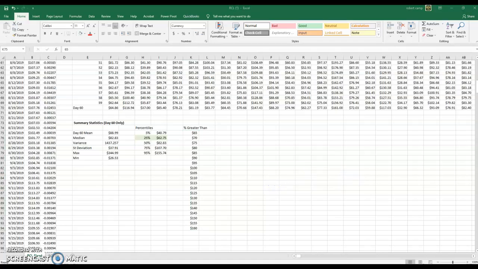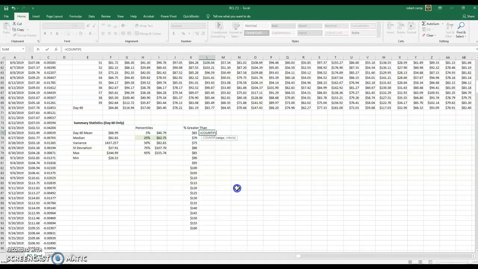So now I want to figure out what the percentage of values from our simulation will be greater than $65. And then we'll do that for each of these things here. So what we're going to do is a Countif function.